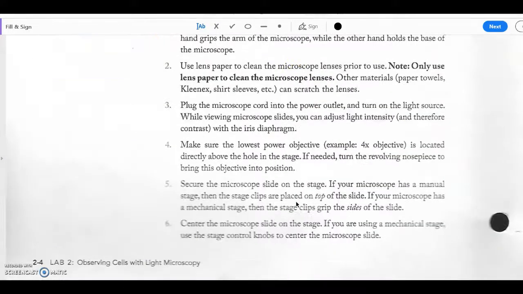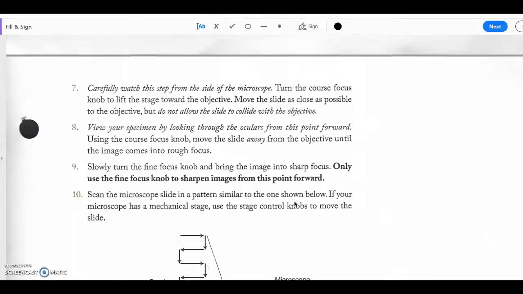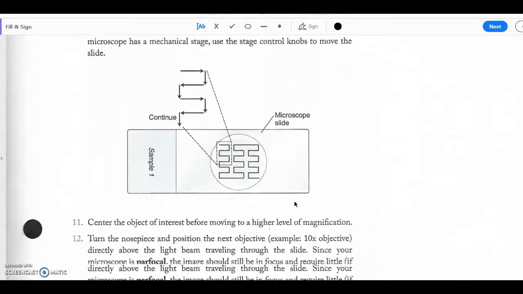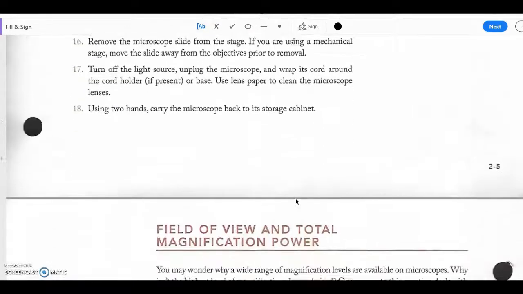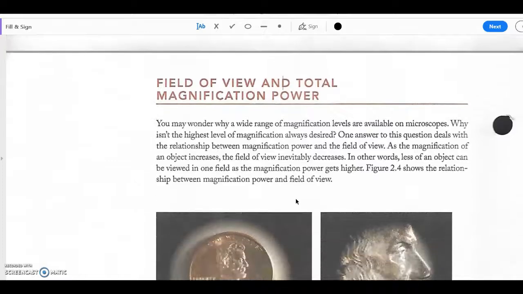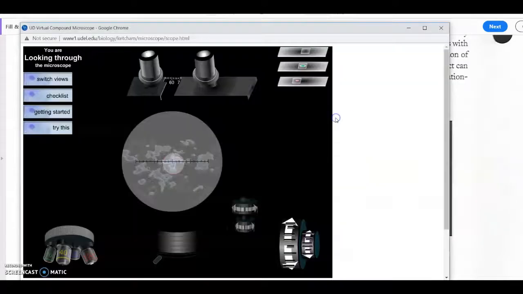And magnification of a light microscope is much higher than magnification of a dissecting microscope. So we're going to do some of the field magnification experiments. So this is the penny observed at 2 different magnifications, and you can see that as magnification increases, the field of view, the surface of the penny that you can actually see, becomes smaller. So you can easily observe this here.